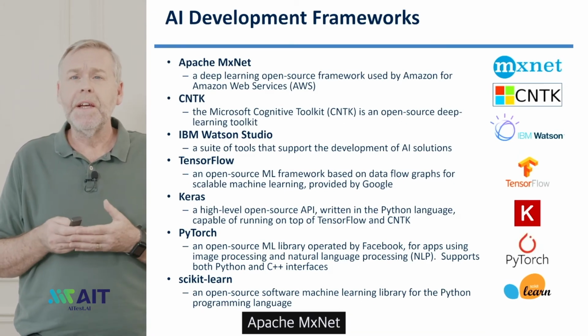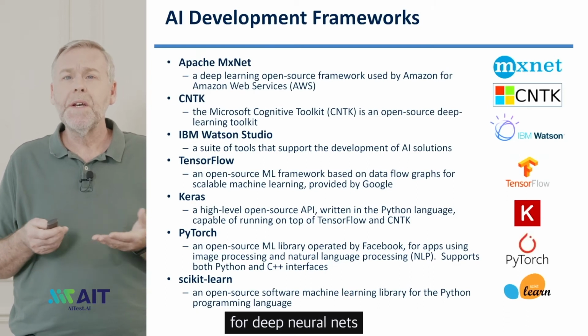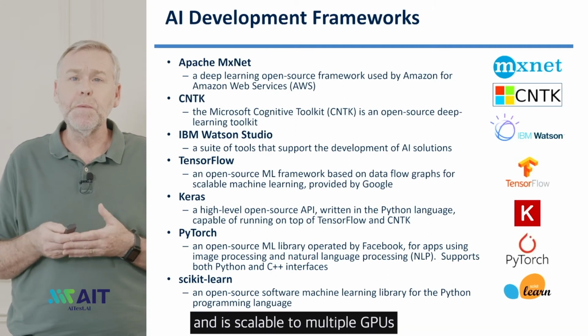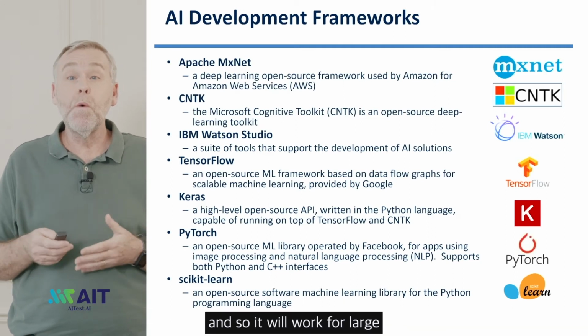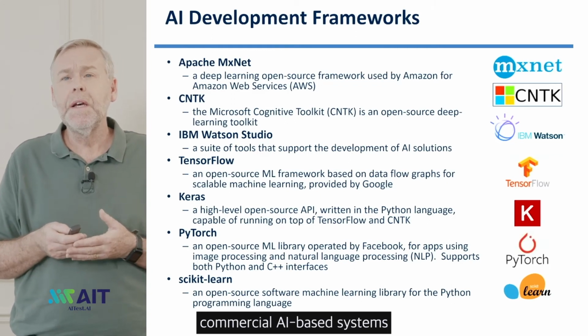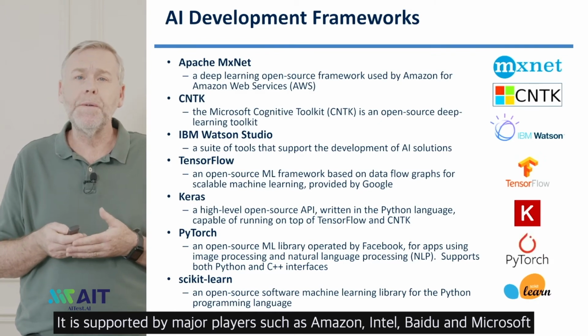Apache MXNet is a deep learning open source framework for deep neural nets that supports multiple programming languages and is scalable to multiple GPUs, and so it will work for large commercial AI-based systems. It is supported by major players such as Amazon, Intel, Baidu and Microsoft.